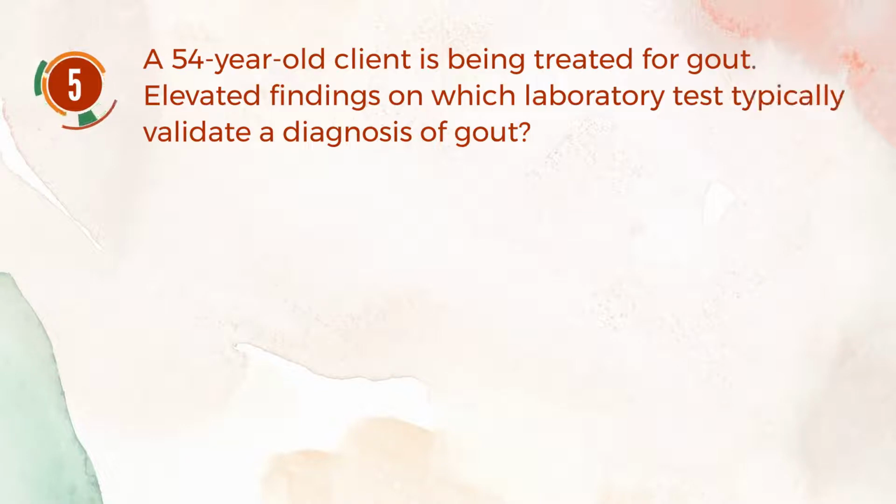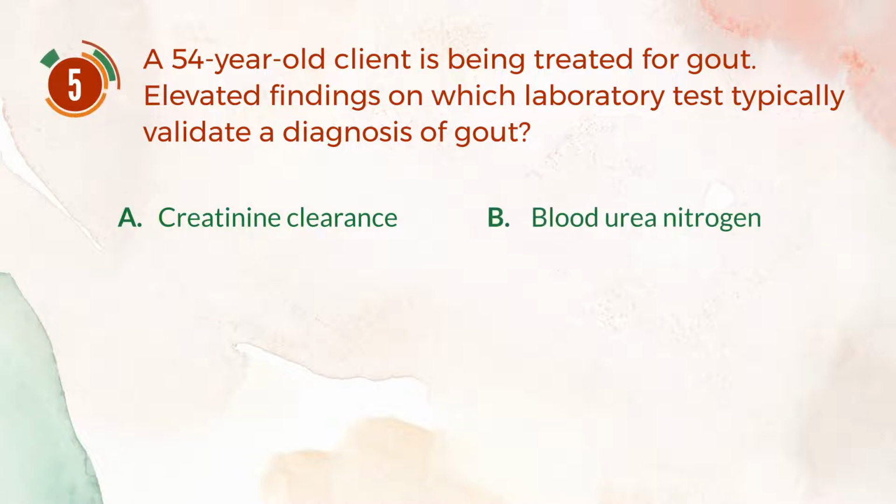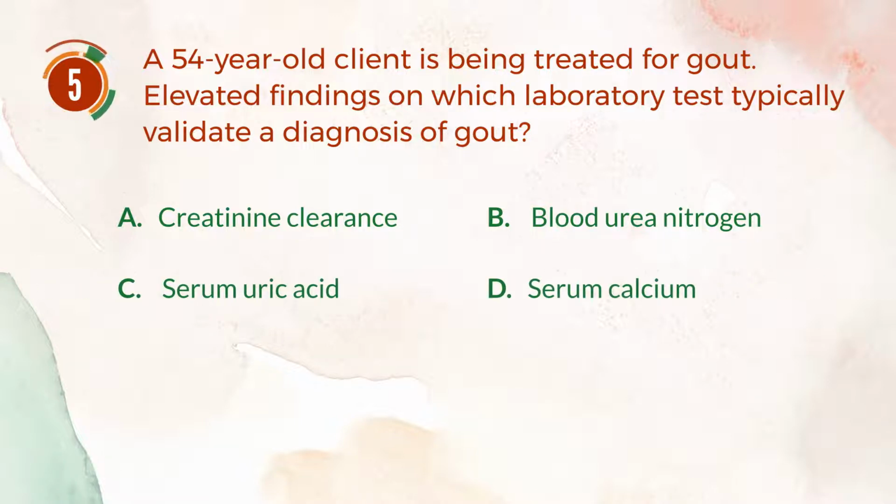Number 5. A 54-year-old client is being treated for gout. Elevated findings on which laboratory test typically validate a diagnosis of gout? A. Creatinine clearance. B. Blood urea nitrogen. C. Serum uric acid. D. Serum calcium.